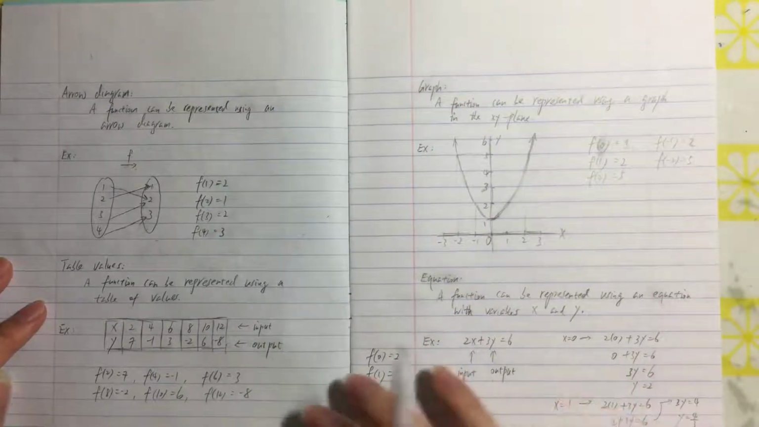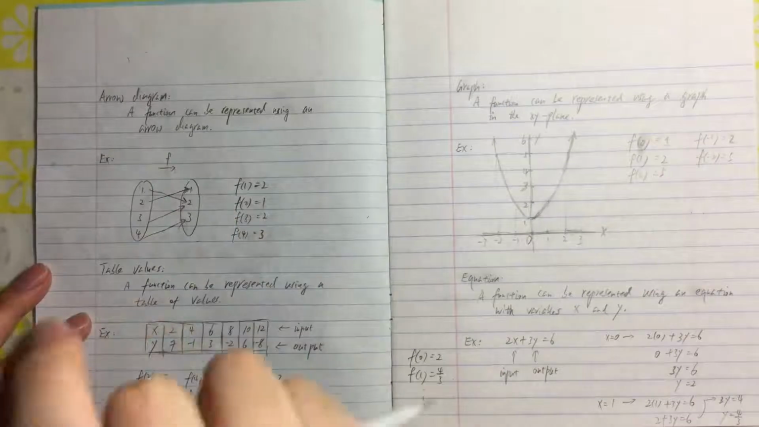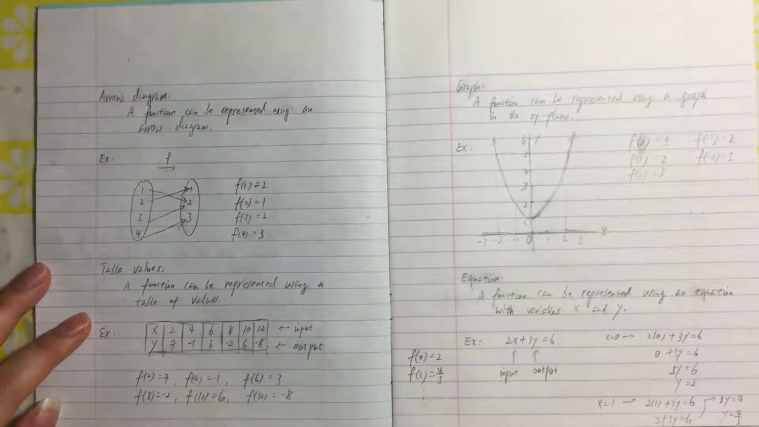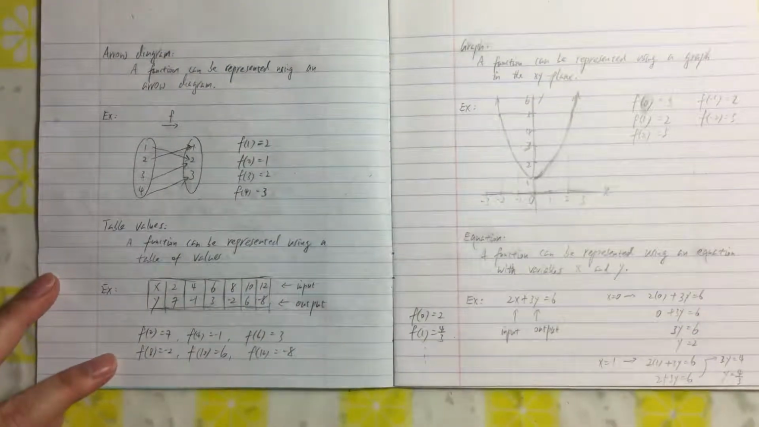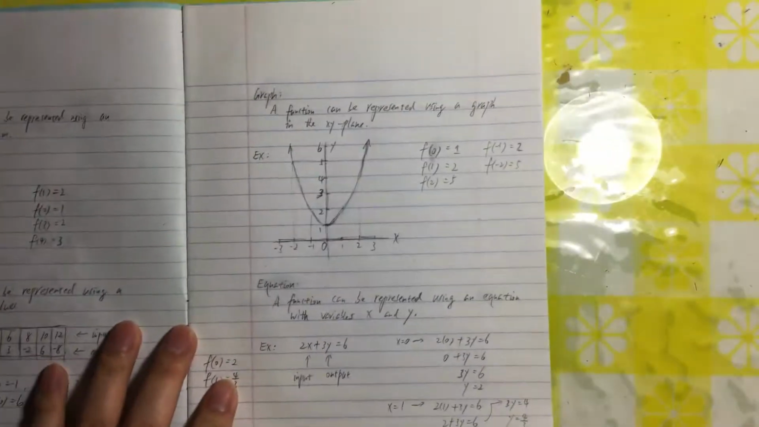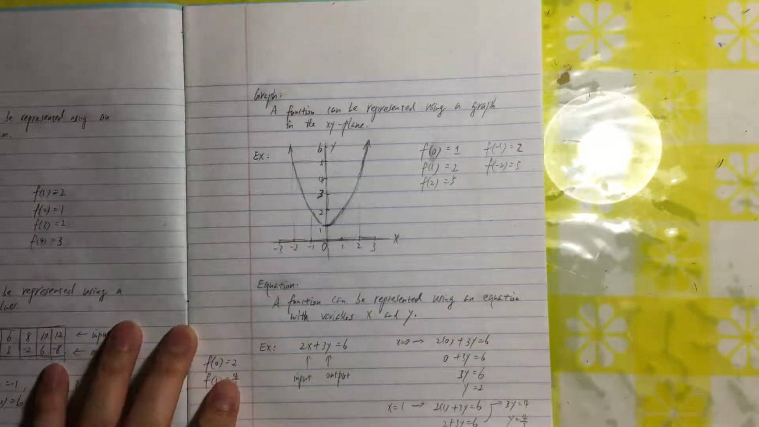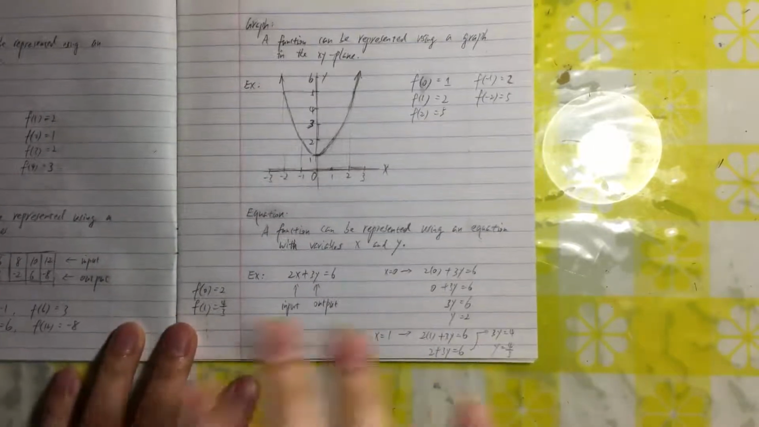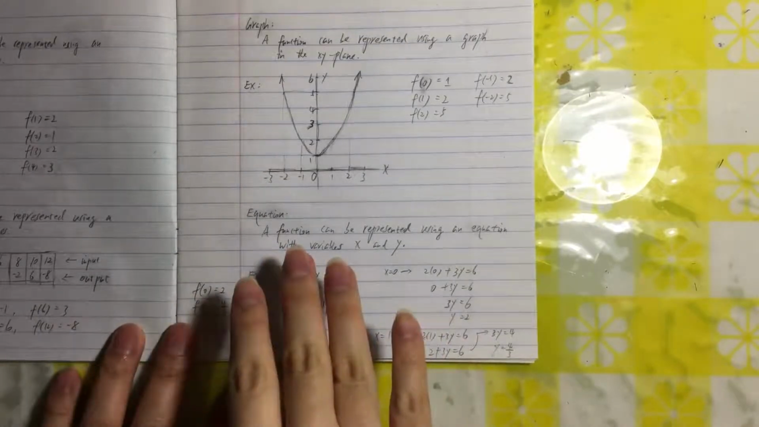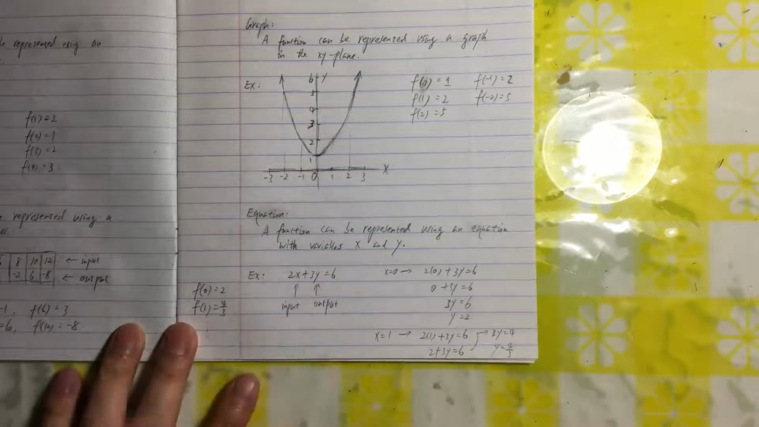However, we need to be very careful. A function can be represented by an arrow diagram. However, not every arrow diagram represents a function. Similarly, a function can be represented by using a table of values. However, not every table of values represents a function. A function can be represented by a graph in the xy plane. However, not every graph in the xy plane represents a function. And similarly, a function can be represented by an equation. However, not every equation represents a function.